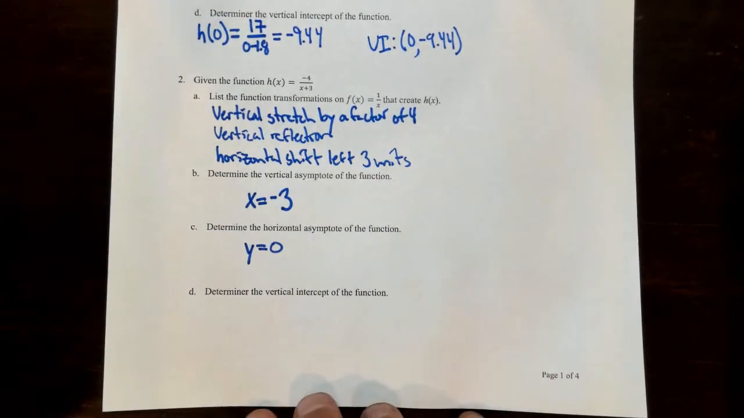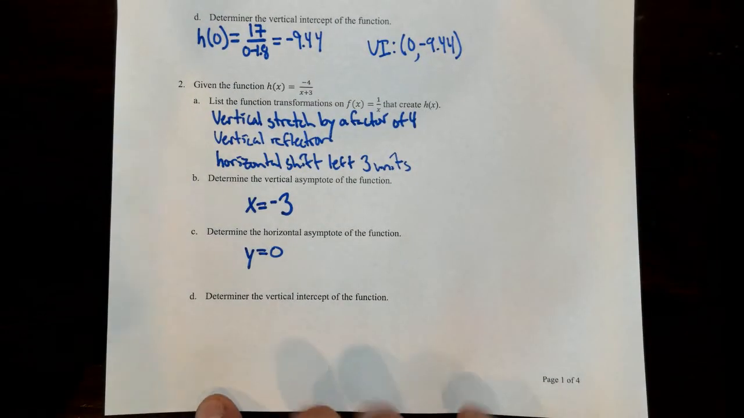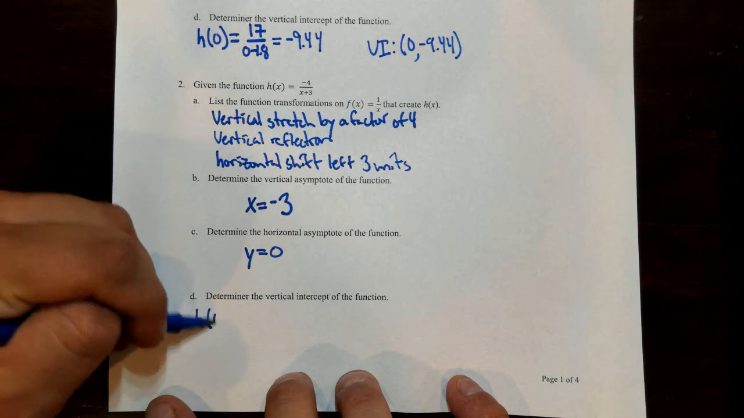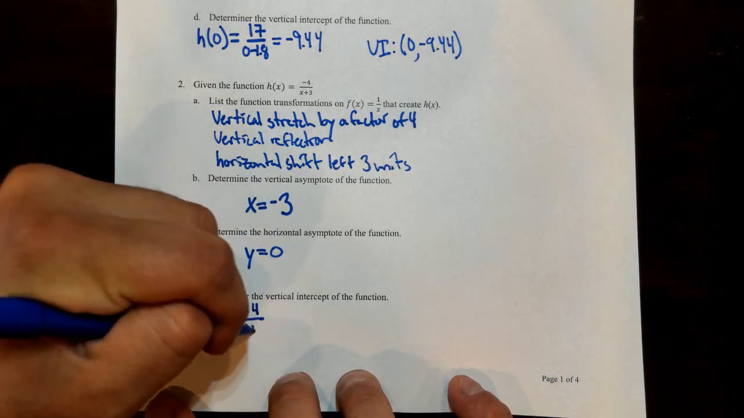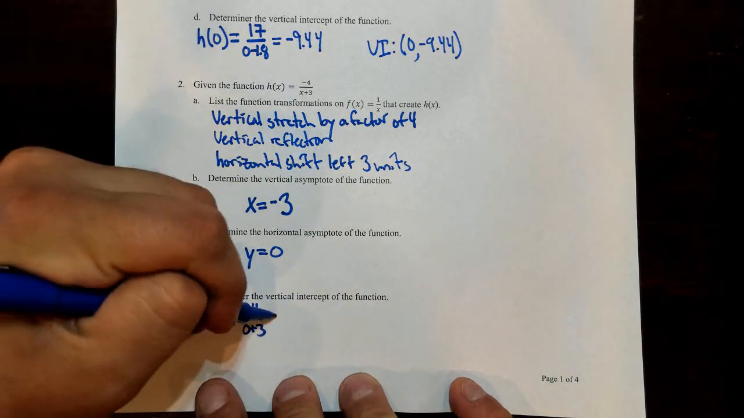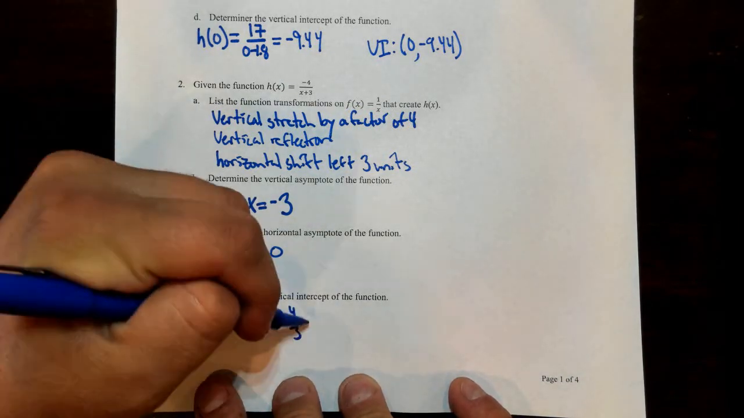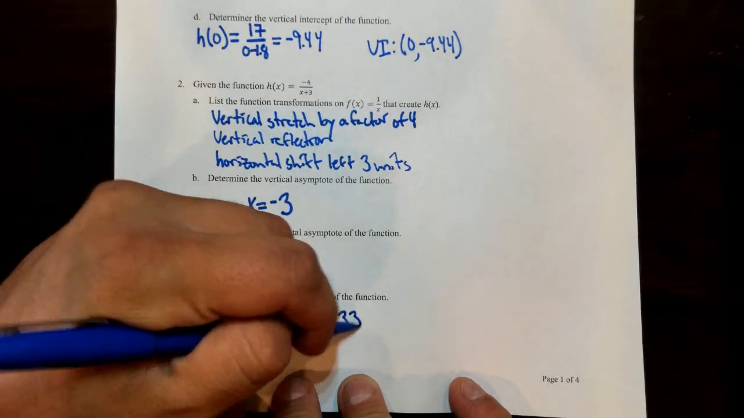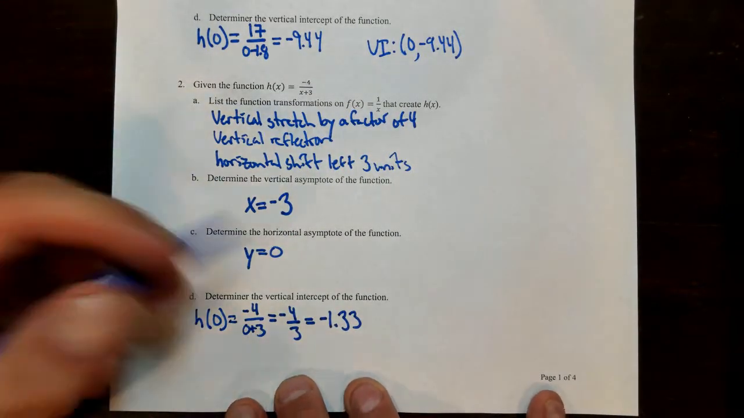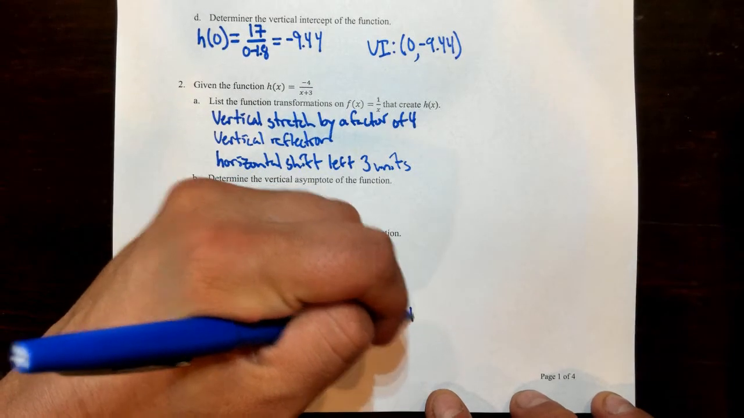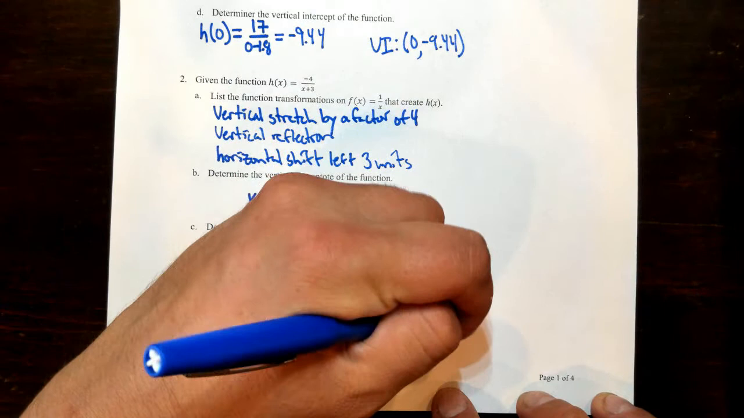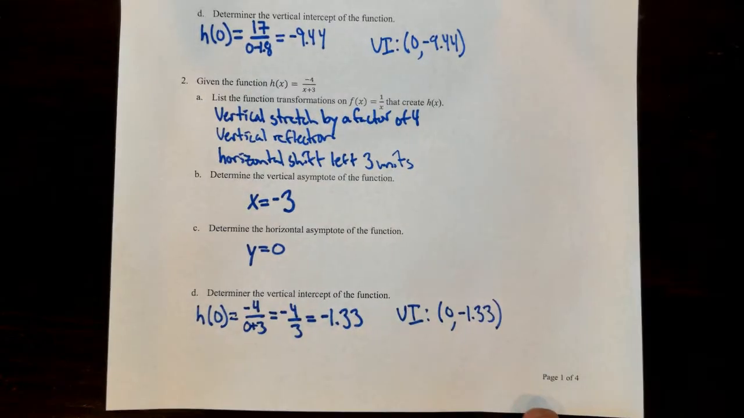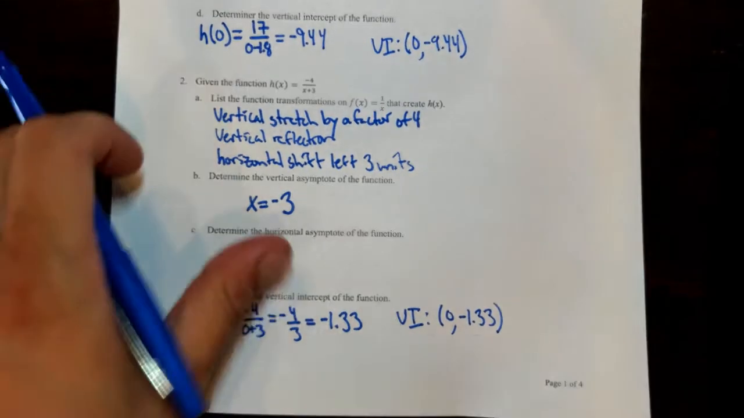And then finally, determine the vertical intercept of the function. We're just going to plug in 0 for x. So h of 0 is going to be negative 4 over 0 plus 3, which is going to give us negative 4 over 3, which is negative 1.33. So our vertical intercept, we can say, is at 0, negative 1.33, just like that. Okay, going on to the next page.